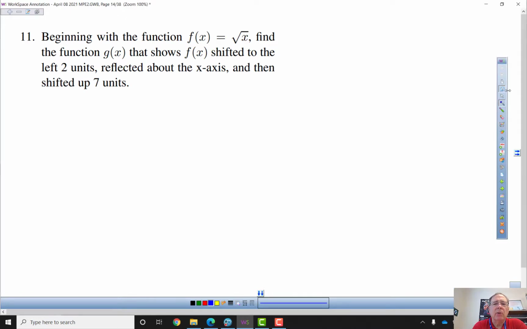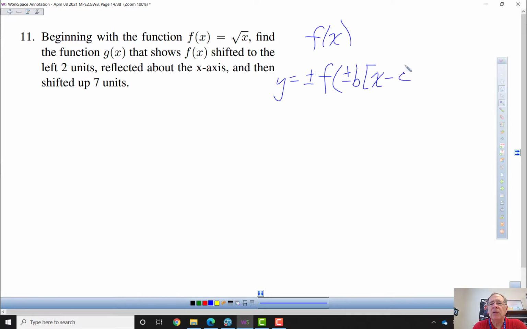So I like using what I call the grand scheme. If I have a generic function f of x, y equals plus or minus a times f of, then I go inside the parentheses, plus or minus b times a new grouping symbol. In this case, I'm using a bracket, x minus c, close the bracket, close the parenthesis, and then plus d. So the minus in front reflects over the x-axis, which is what we want to do here.